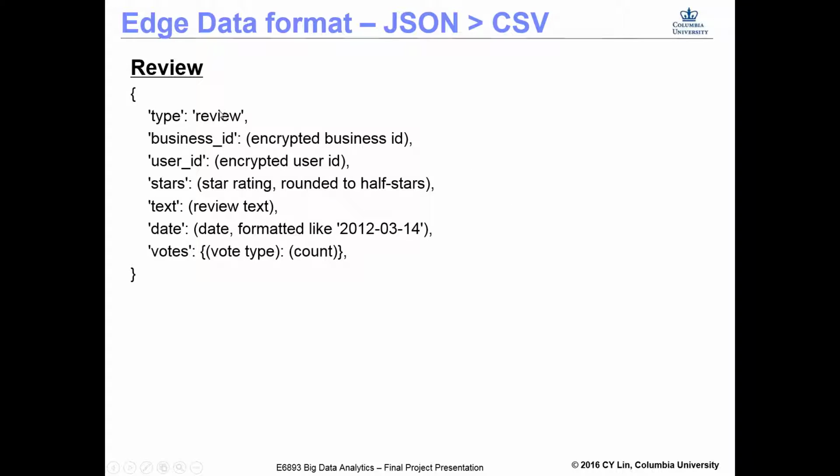And for the edge files, I used the reviews. It's got the type, business ID, the user ID. So here, this is where we're going to make the source and the edges. The source of the edge is the user ID, so the user that conducted the review. The target of that edge would be the business ID over here. Also the stars, the review text, date of review, and the votes.